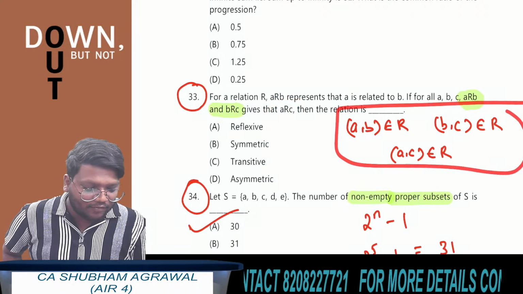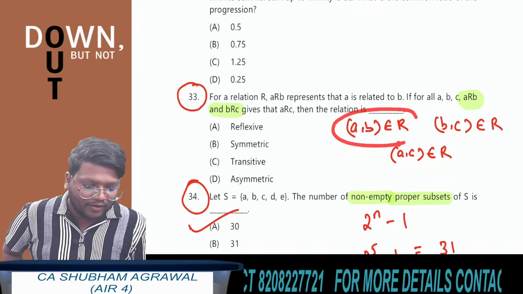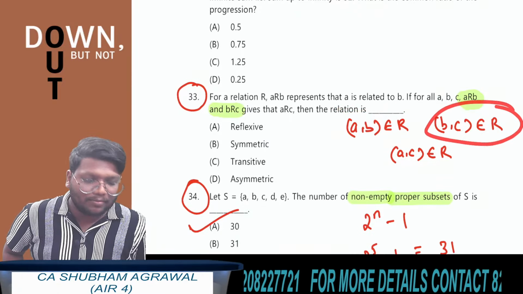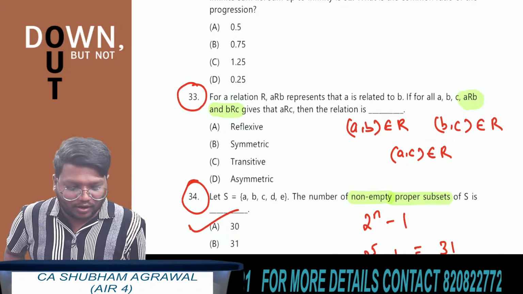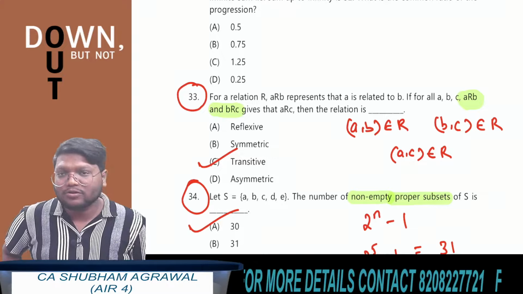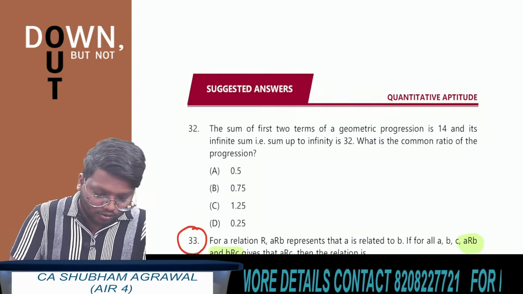So this is the condition for a transitive relation. If A, B belongs to relation R and B, C belongs to relation R, then A, C also belongs to relation R. This is the condition for a transitive relation. Which option you have to choose? Option C.